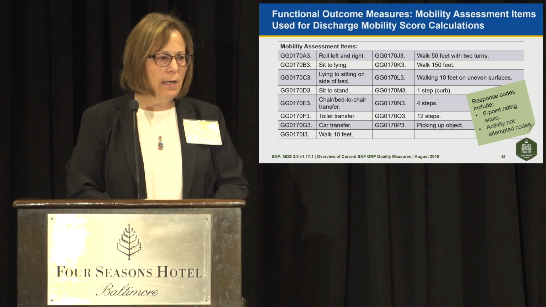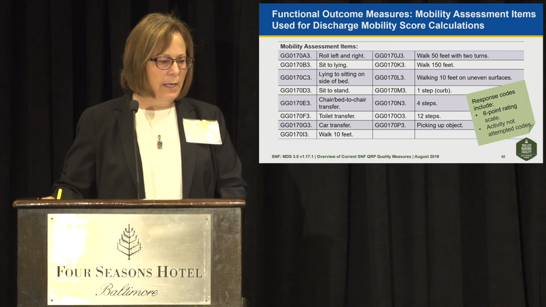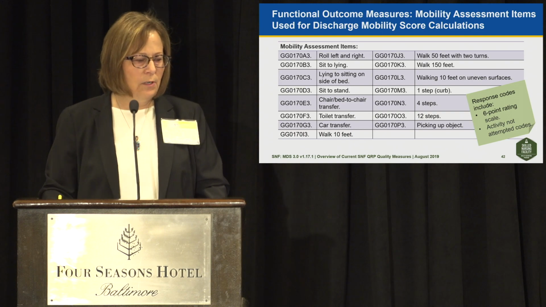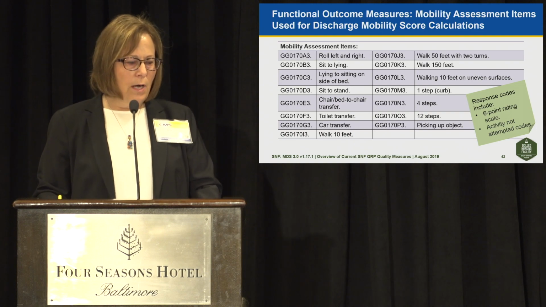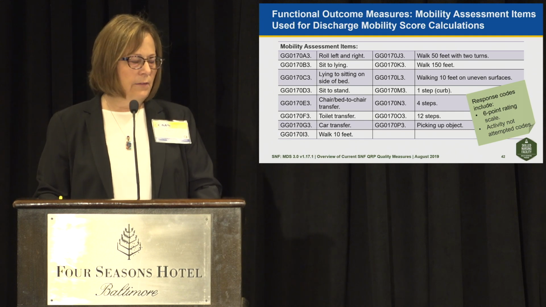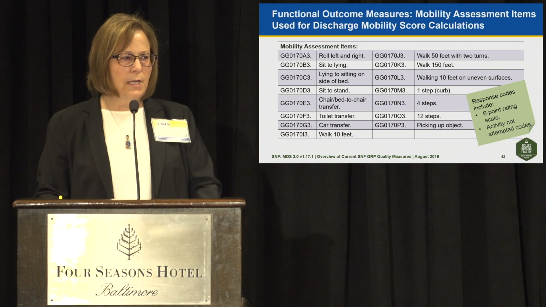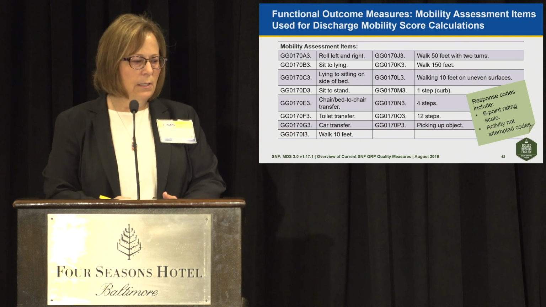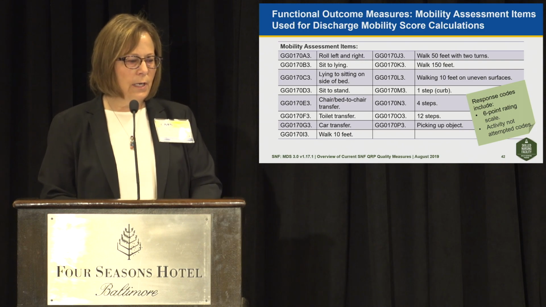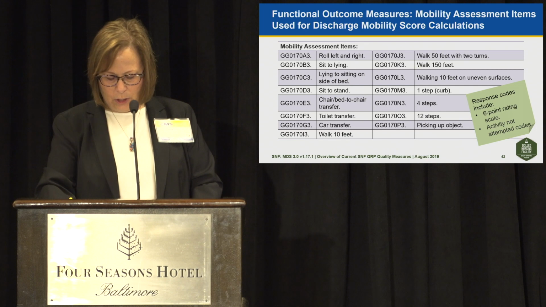For the mobility score calculations, these should look pretty familiar. They include roll left and right, sit to lying, lying to sitting on side of the bed, sit to stand, chair, bed to chair transfer, toilet transfer, car transfer, walk 10 feet, walk 50 feet with 2 turns, walk 150 feet, walk 10 feet on uneven surfaces, 1-step curb, 4 steps, 12 steps, and picking up object. But as you'll note, as we did with the discharge self-care score calculation, the mobility assessment items use A3, B3, and so forth on the PPS discharge.